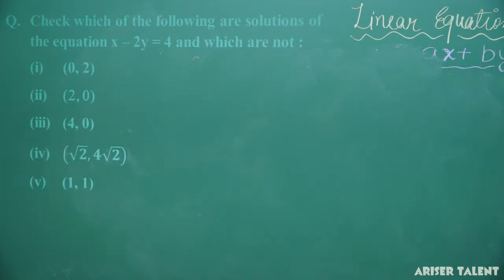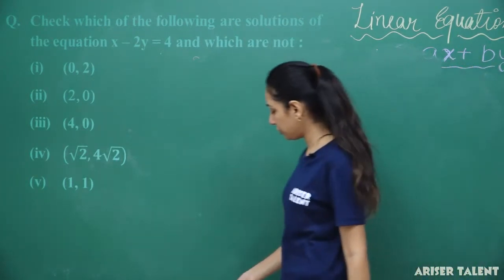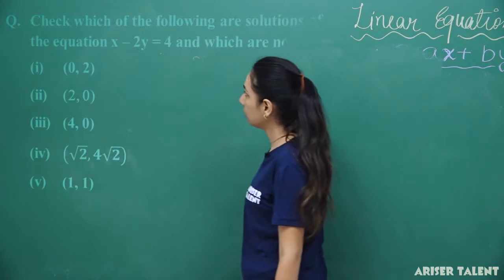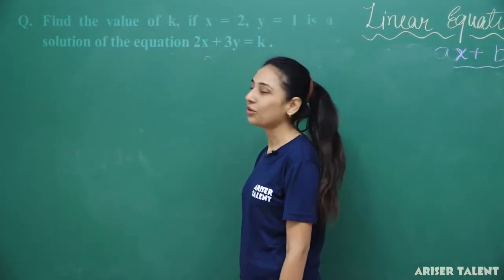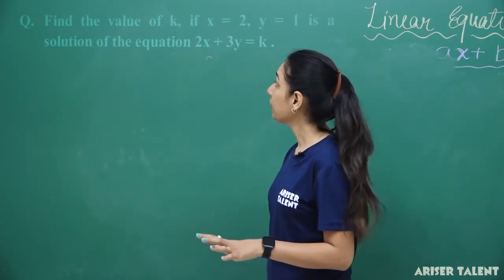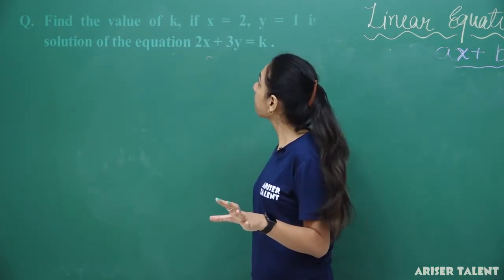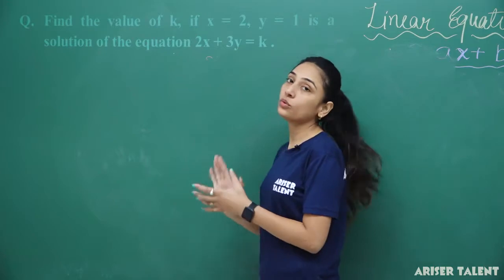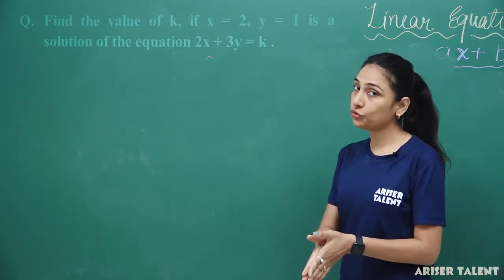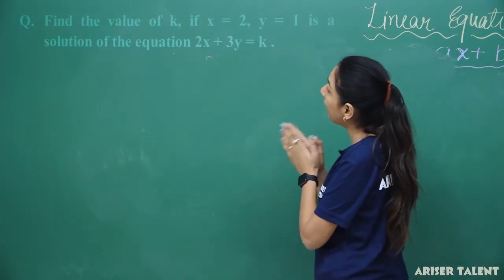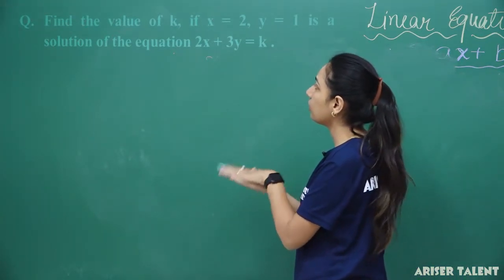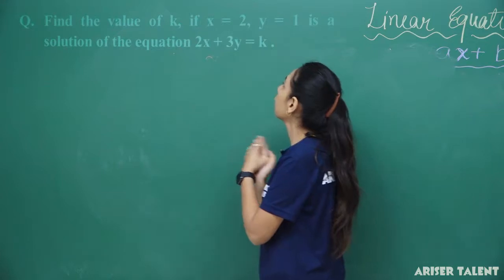Now we'll move towards the next question. Okay, so this is the next question. Find the value of k, not values, it's value. Find the value of k if x equals 2 and y equals 1 is the solution of the given equation 2x plus 3y equals k.